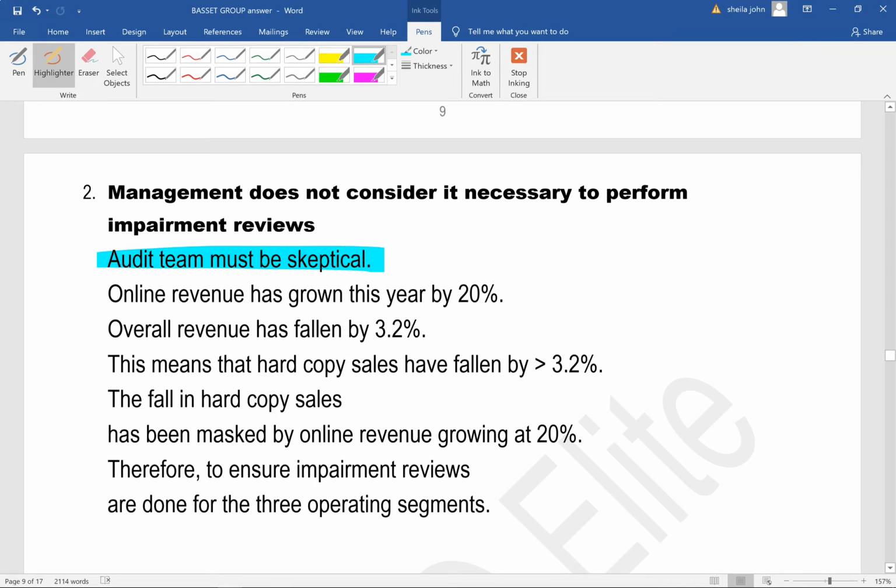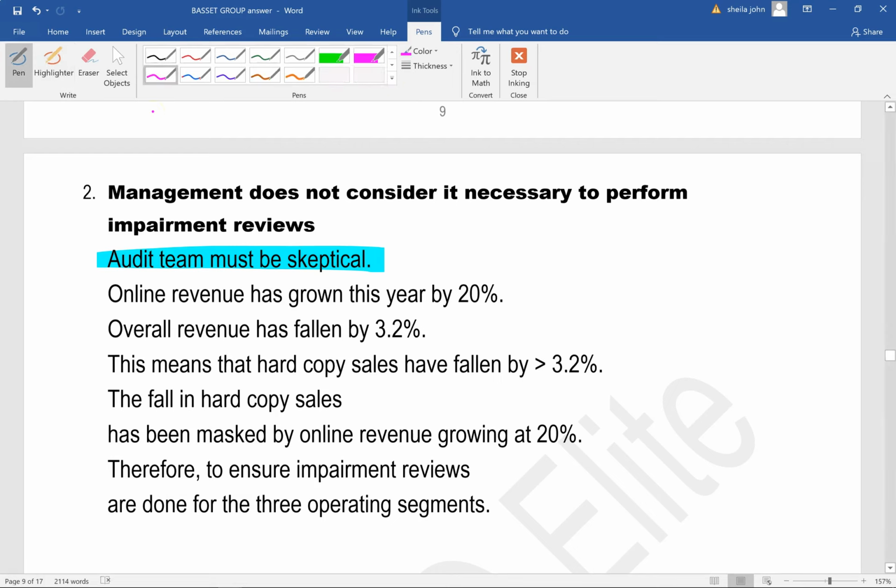Okay, online revenue has grown this year by 20%. Overall revenue has fallen by 3.2%. This means that hard copy sales have actually fallen by more than 3.2%. So the fall in the hard copy sales has actually been masked by the growing online revenue. Therefore, we need to ensure that impairment reviews are done for all 3 operating segments. So would you be able to reproduce this in the exam? It's actually quite easy. I'll show you how.